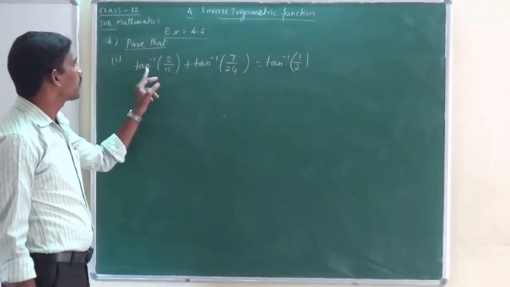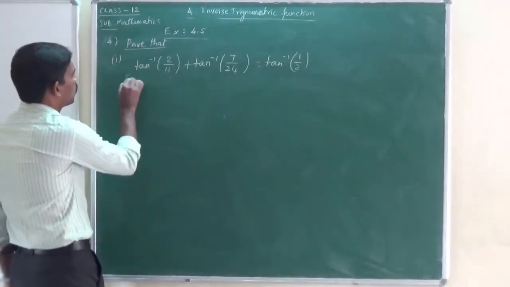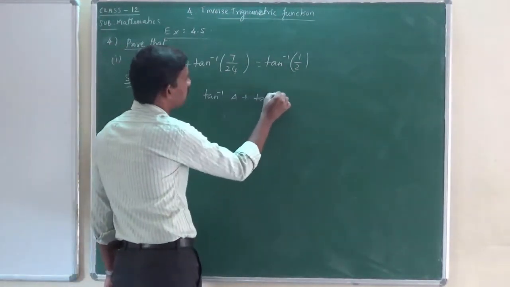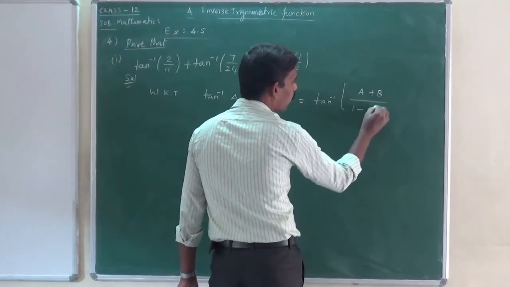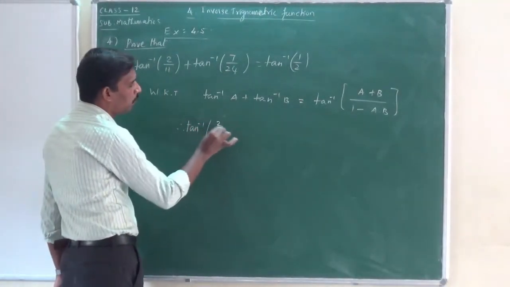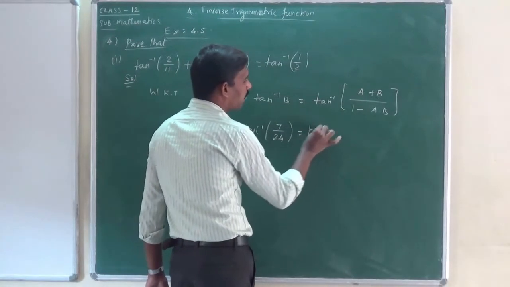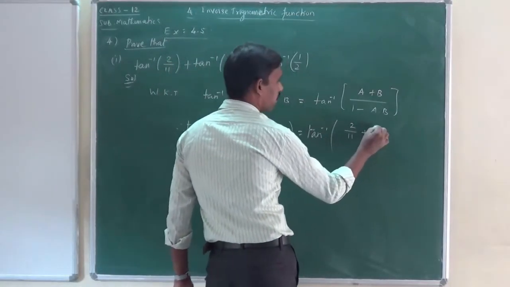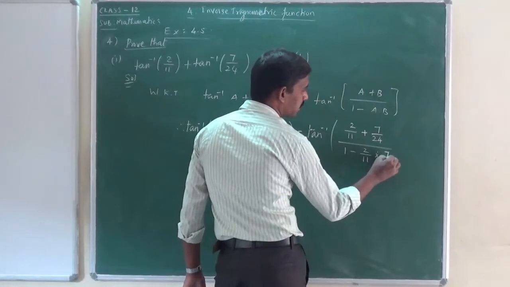Question number 4. Prove that tan inverse of 2 by 11 plus tan inverse of 7 divided by 24 is equal to tan inverse of 1 by 2. So now the solution. We have the result: tan inverse of A plus tan inverse of B is equal to tan inverse of A plus B divided by 1 minus A into B. Therefore, tan inverse of 2 divided by 11 plus tan inverse of 7 divided by 24 is equal to tan inverse of, what is the A value here? 2 by 11, so 2 by 11 plus 7 divided by 24 divided by 1 minus 2 divided by 11 into 7 divided by 24.